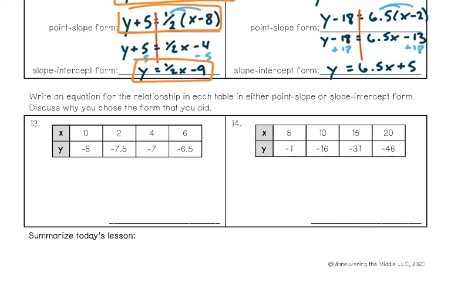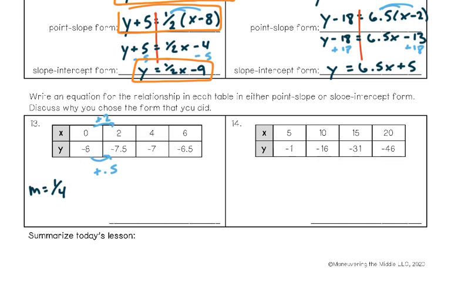You get to choose whether you want to write the equation of the line from the table in either point slope form or slope-intercept form. You just have to explain why you chose the form that you did. Take a minute and try 13 and 14 all by yourself, and then press play when you're ready to check. All right, for number 13, I would write this in slope-intercept form. Here is why. When I look at the trend in the table, I can see that it's going up 1/2 for every 2. 1/2 or 0.5 for every 2 is the same thing as 1/4 for every 1.